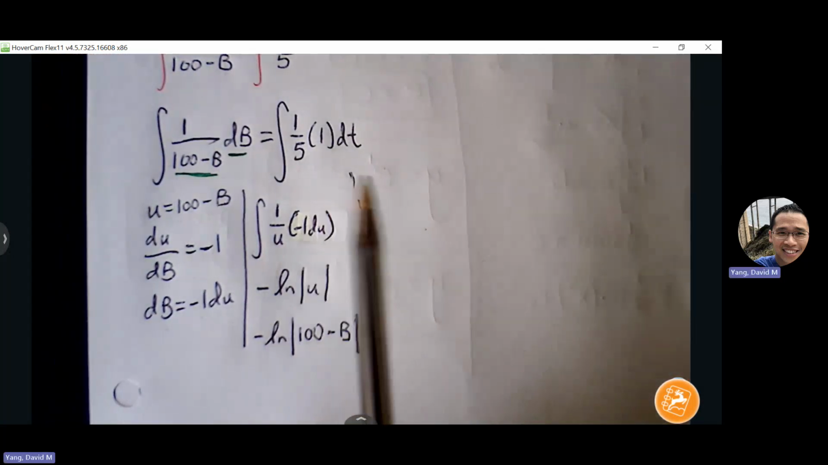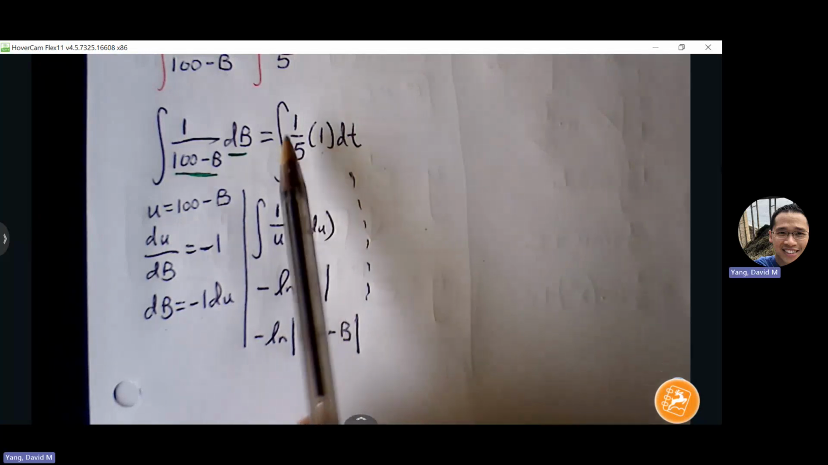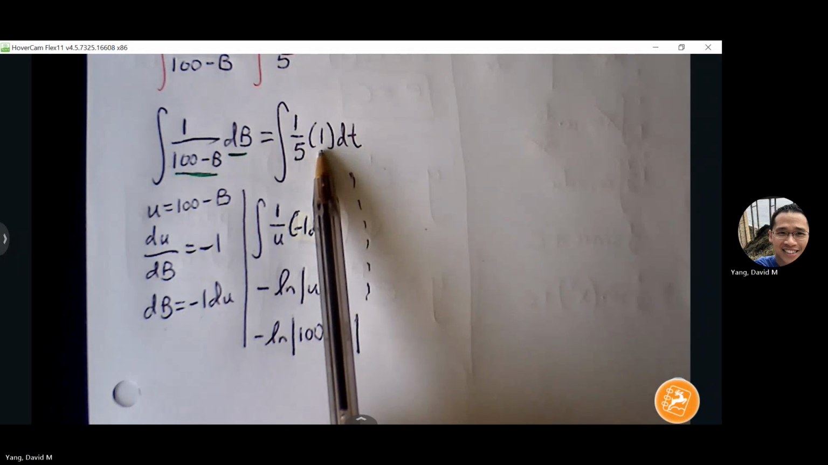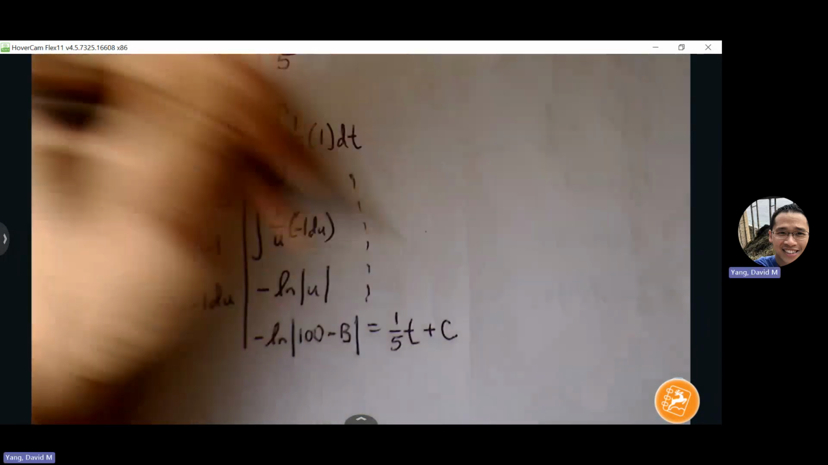Now the right side should be pretty quick. What's the integral of 1? The 1/5 is just a coefficient, right? It's really just a 1. What's the integral of 1 dt? It's t, yep. And the 1/5 stays out in front, so 1/5 t, and then plus c.